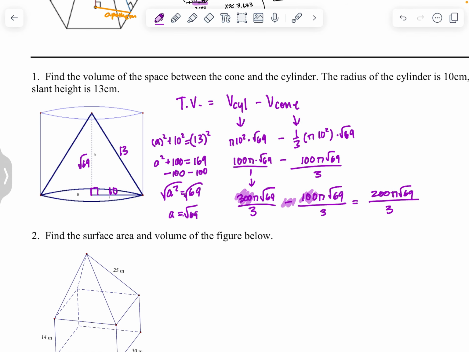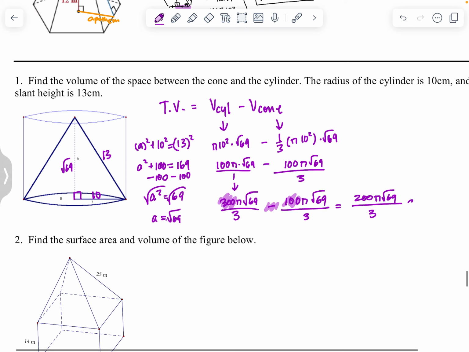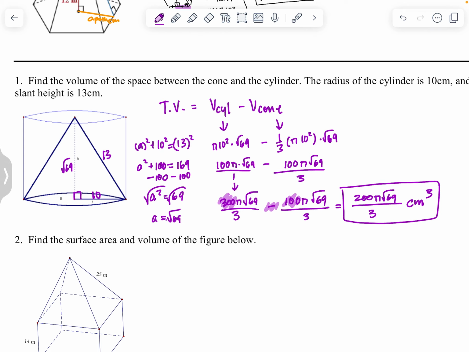Okay? This is measured in centimeters, so this is centimeters cubed. And this is your volume, the exact answer. If you do need a decimal answer, you can throw it into your calculator, as I've said, but I'm not going to do that right now.